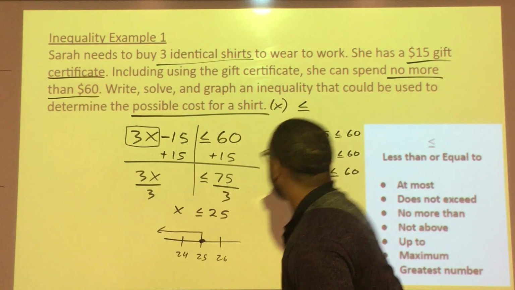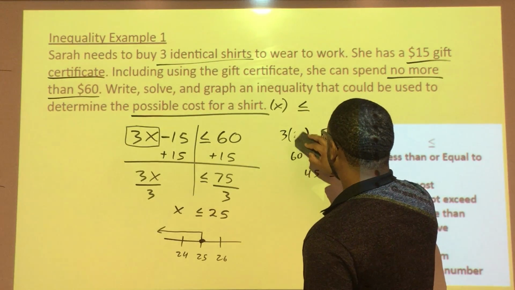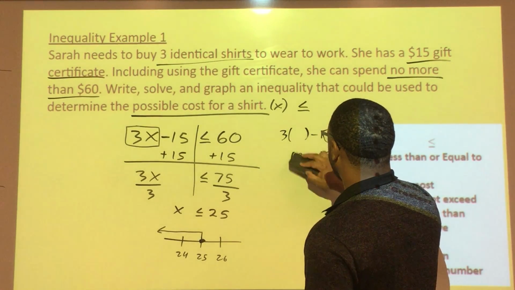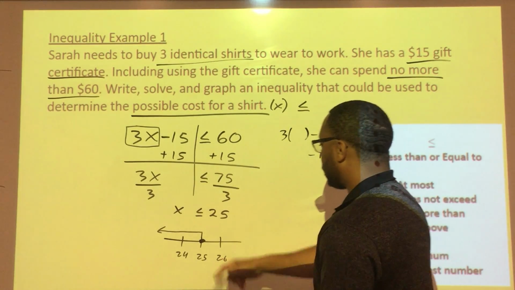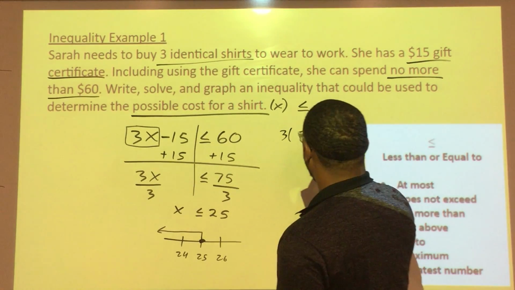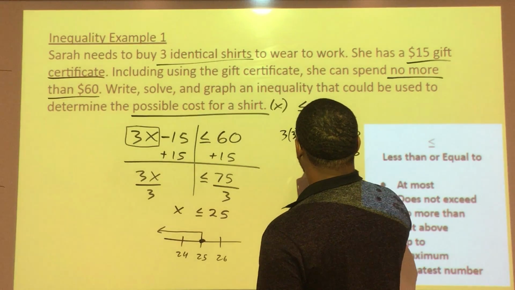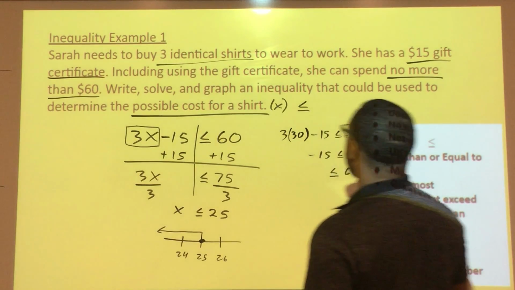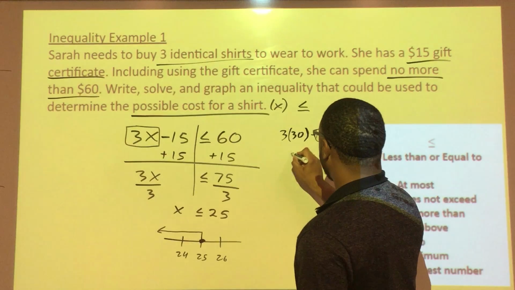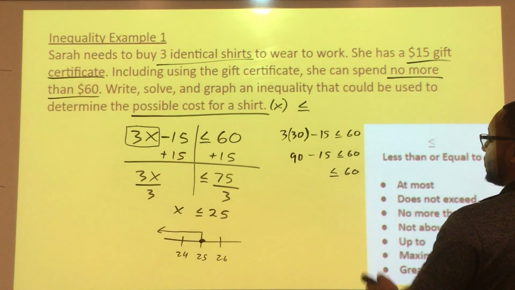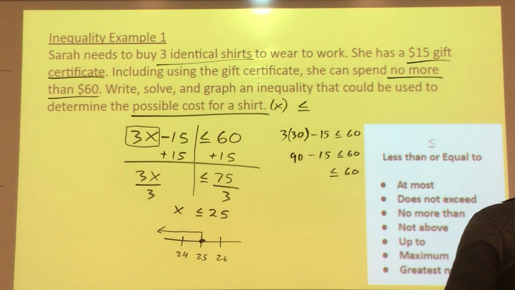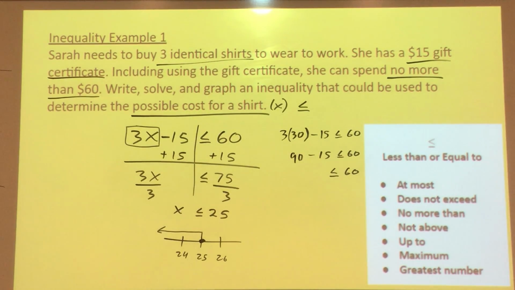But now, let's plug in a number that is greater than 25. And let's go with a number like 30. So 3 times 30, it gives me 90. 90 minus 15.